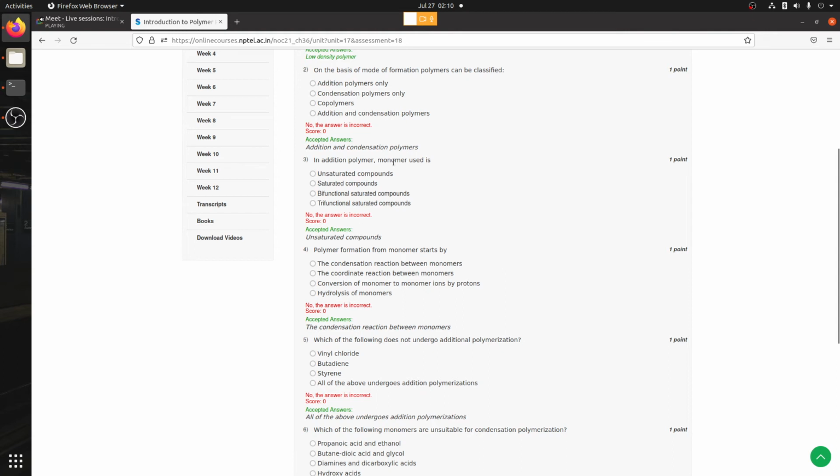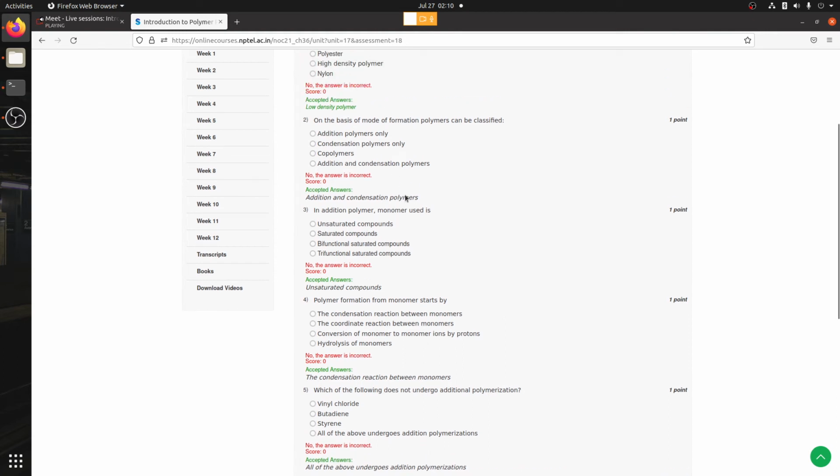Now in the next question, in addition polymer, monomers are used. They are what kind of compounds? So if you remember, we have already discussed addition polymer. In addition polymers, what kind of monomers are used? So addition polymer is like you have A_N already, you will attach another one and you will form A_(N+1). This is addition polymer. We have discussed already here, right?